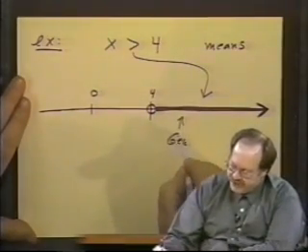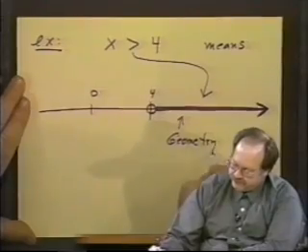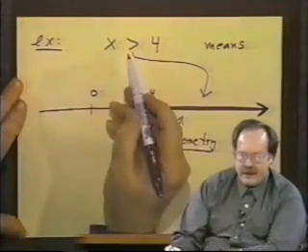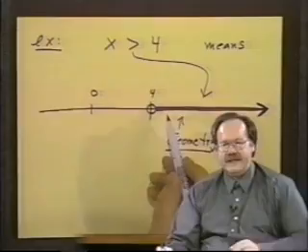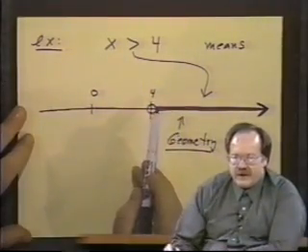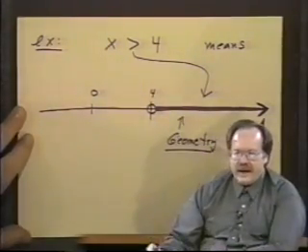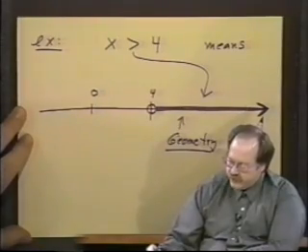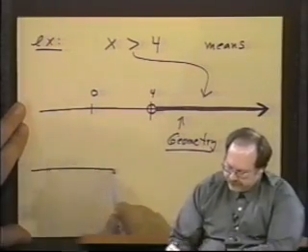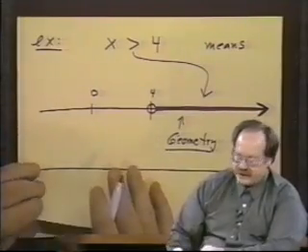This is geometry, folks. This is algebra. By connecting the two, it becomes easier to see what this means. It means all the numbers right above 4 and going off to the right forever. Let me give you another example. It's very important that you visualize these things.